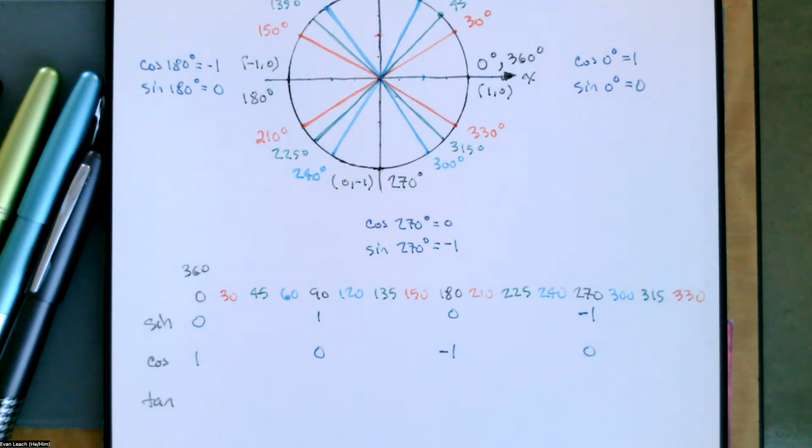I want you looking for the pattern going around these circles with sine, cosine, and tangent. Any questions?